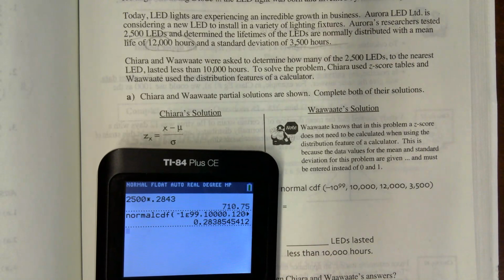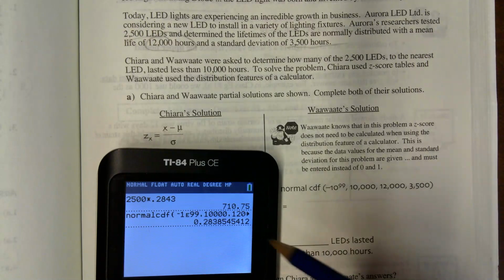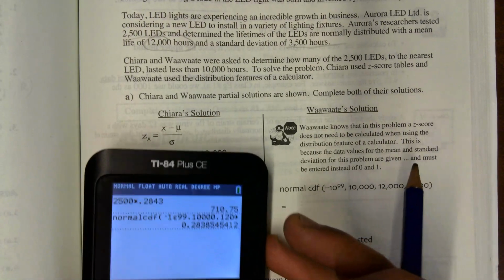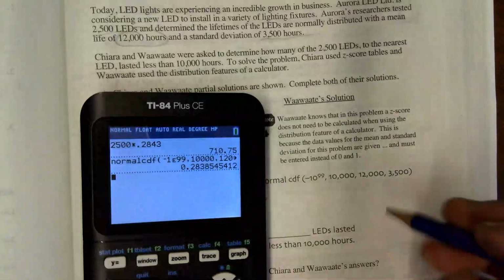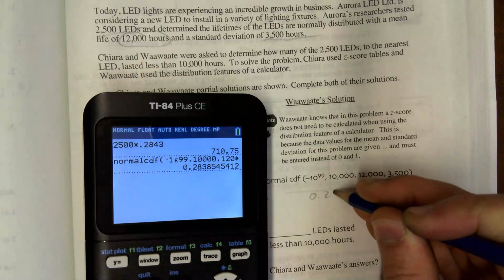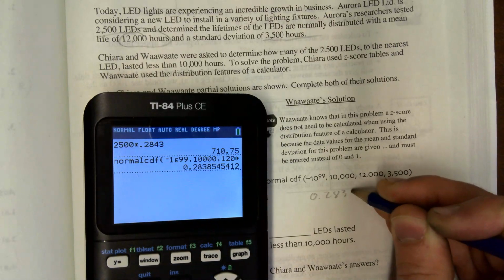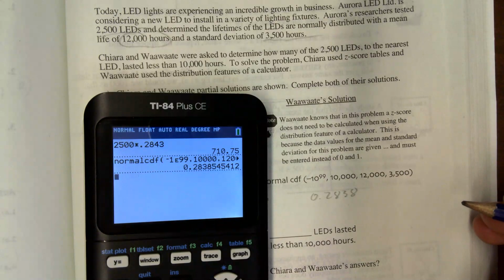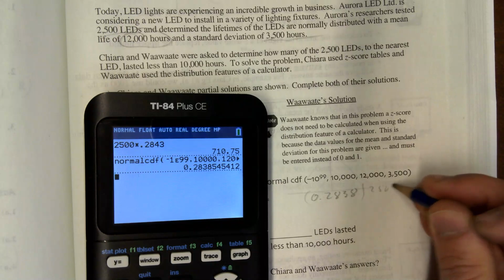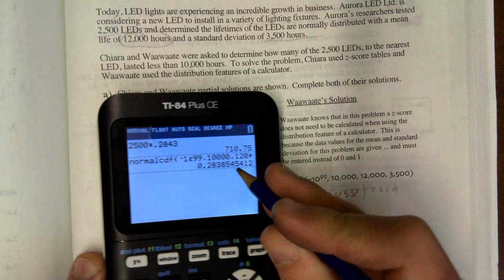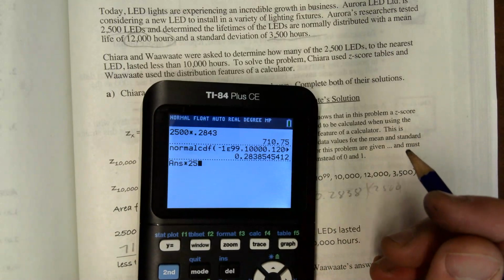Paste that. Oh, cool. Wait, but it wasn't exactly the same. It's really close, but not exactly the same. I got, in this case, 0.2838. And then take that and multiply it by 2,500. And I'll actually use the whole thing that my calculator used. So I'll say answer times 2,500.